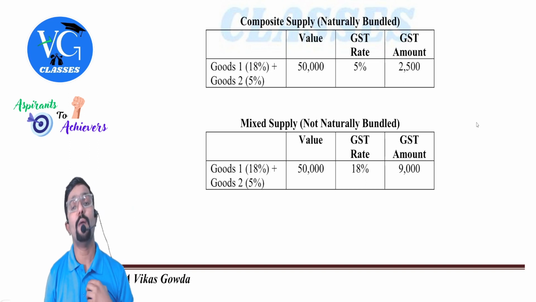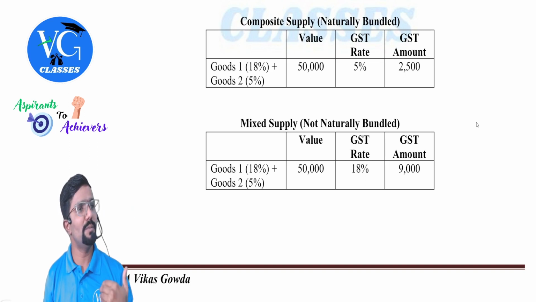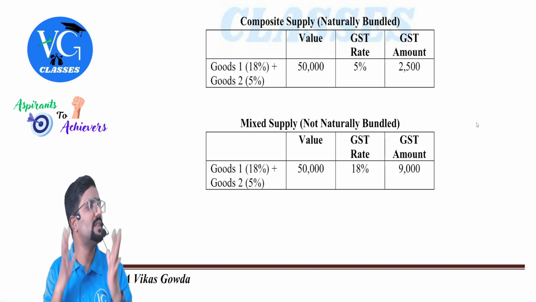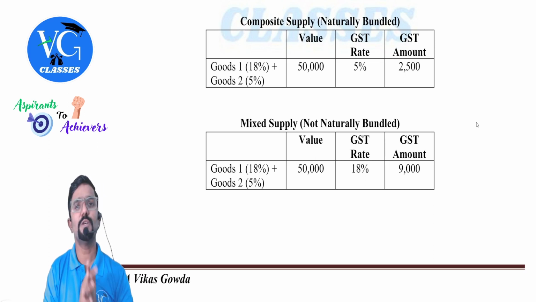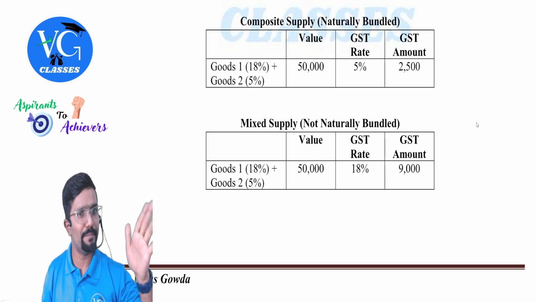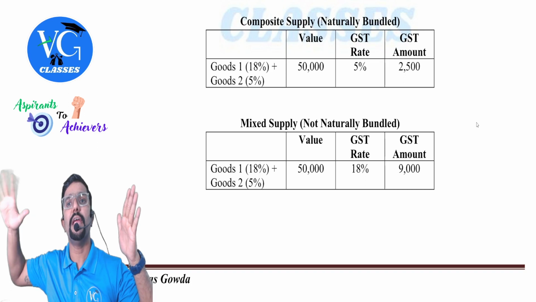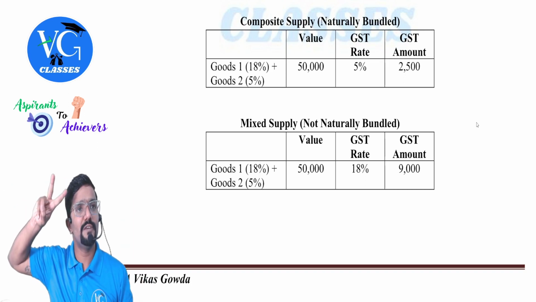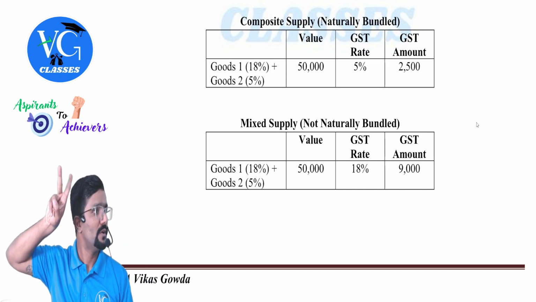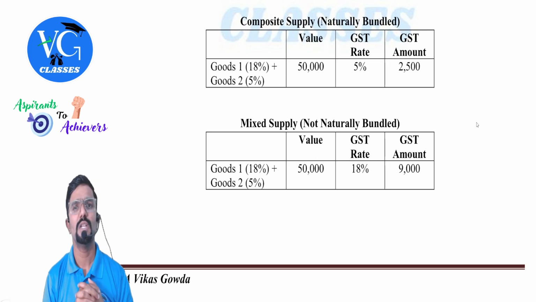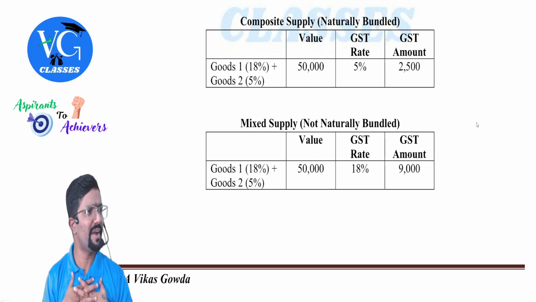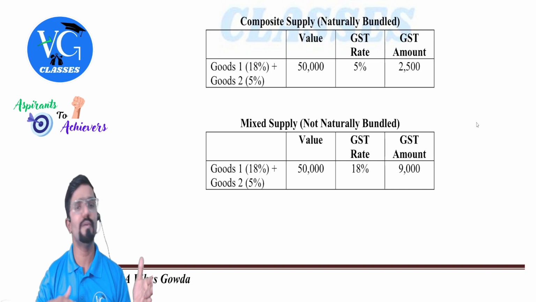Assume you want to buy a mobile phone. They will give only the mobile phone? No, mobile phone along with charger. Now assume on mobile phone the GST rate is 5%, on charger GST rate is 18%. Both are sold for a single price, 20,000. Now, is it a composite supply? Yes, because the majority of customers want to buy it together, mobile along with charger.